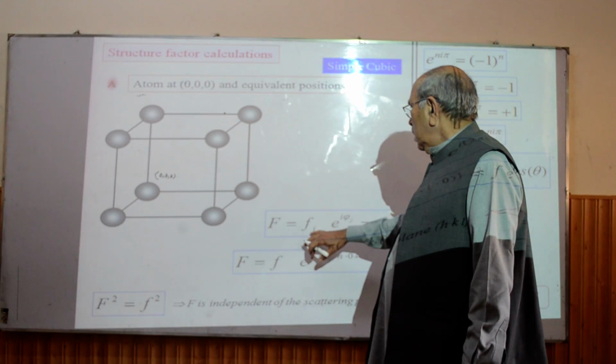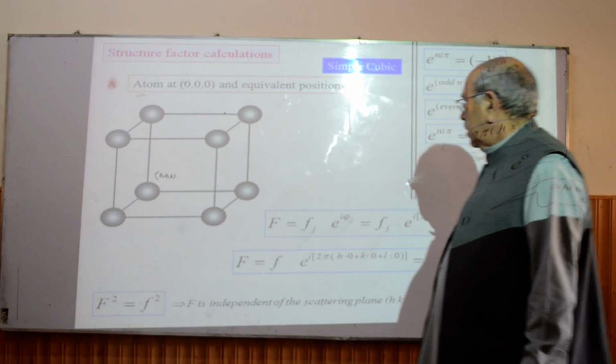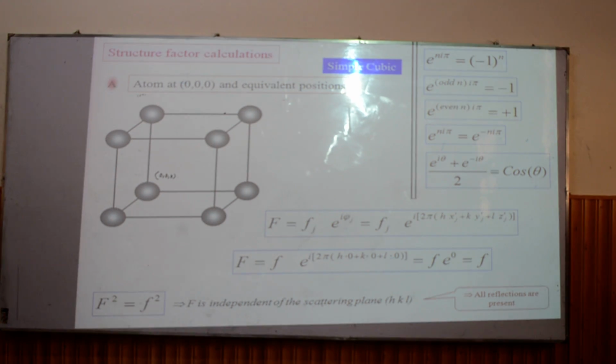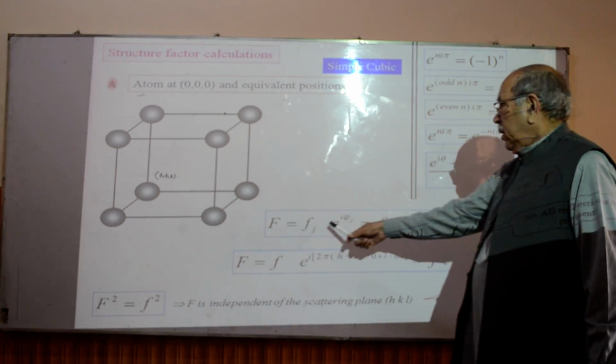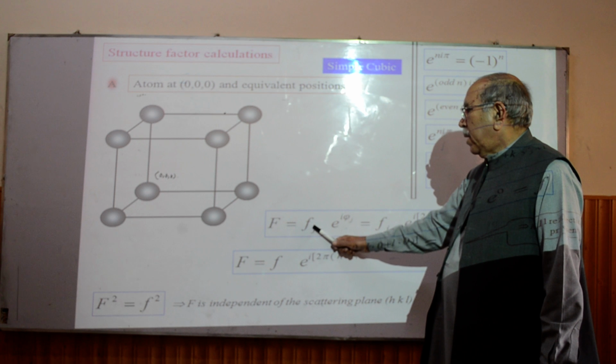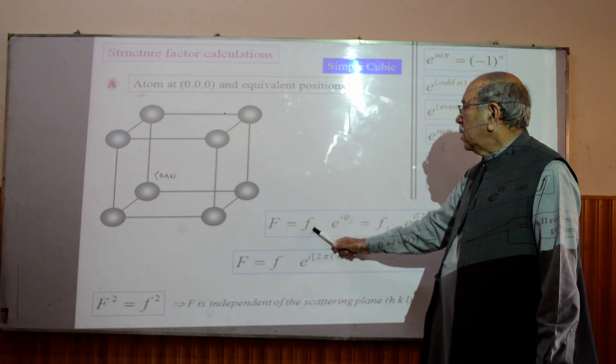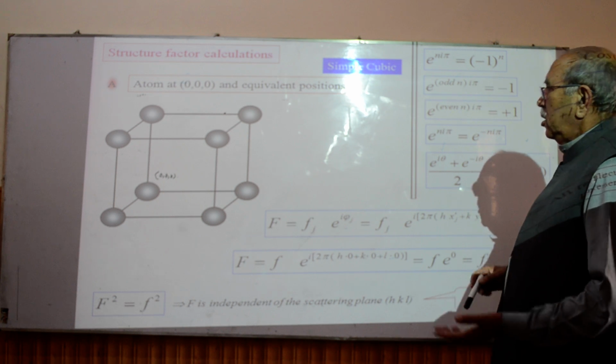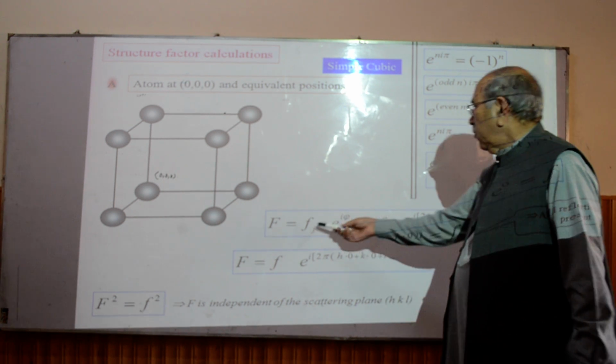F, since there is only one atom, so there is no need of writing sigma here, because we are not making summation, only one atom is there. Fj is the atomic scattering factor for that particular atom. Keep in mind, if I change the atom, this thing will change.